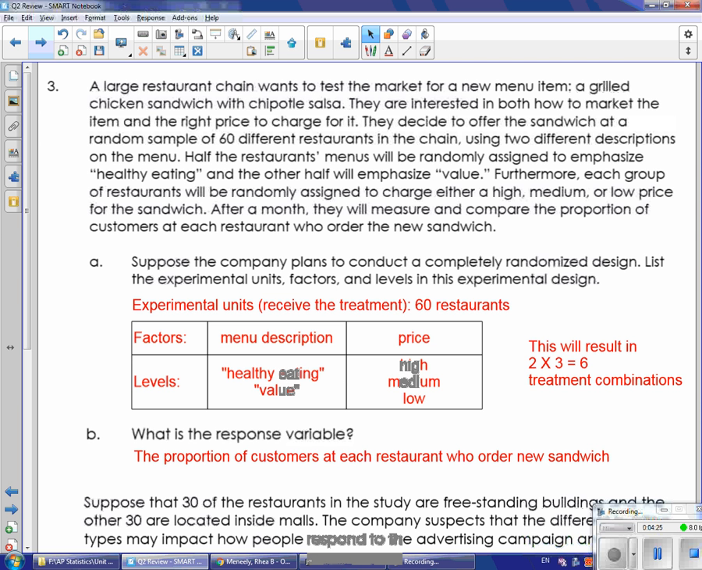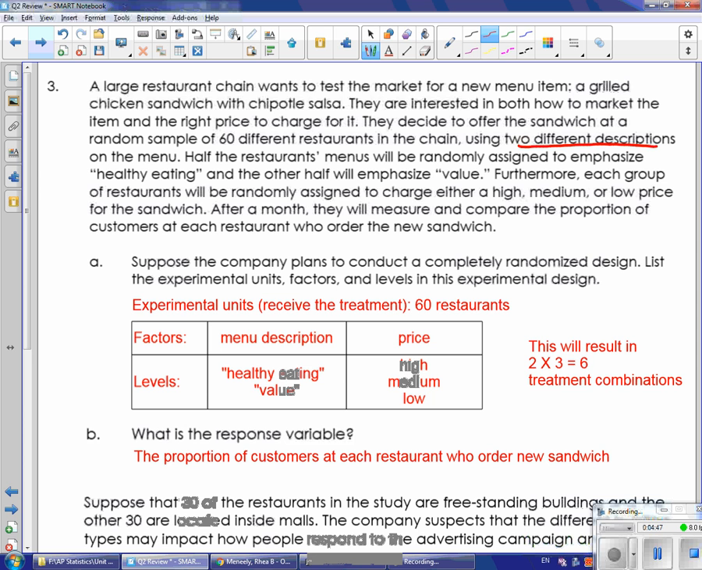So the experimental units are the things that receive the treatment. Even though the people are the ones that are buying the food, it's the restaurants themselves that are receiving the treatment. So 60 restaurants would be our units. The factors would be the 2 different descriptions. So the description on the menu is one of the factors, and then the other factor is the price.